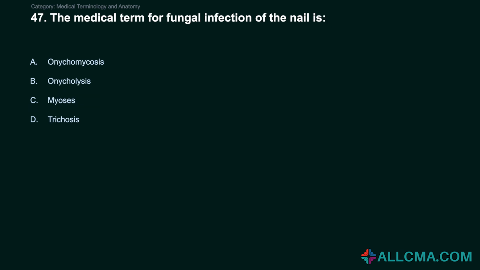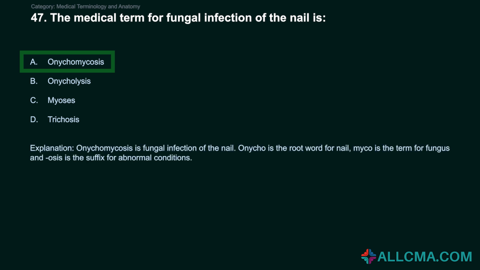47. The medical term for fungal infection of the nail is: A. Onychomycosis. B. Onycholysis. C. Meioses. D. Trichosis. Correct answer: A. Onychomycosis. Onychomycosis is fungal infection of the nail. Onycho is the root word for nail, myco is the term for fungus, and osis is the suffix for abnormal conditions.